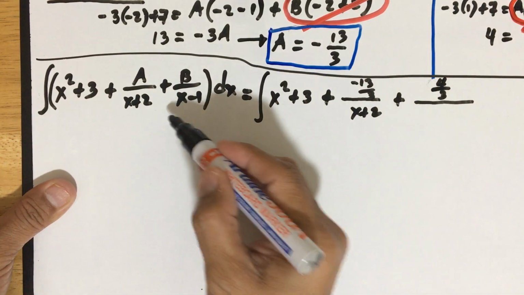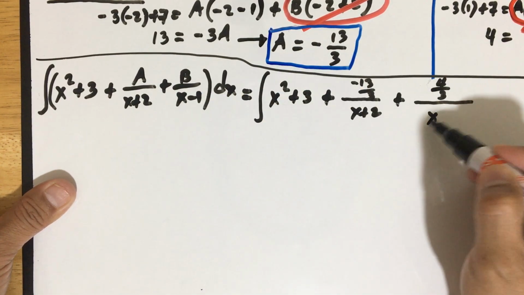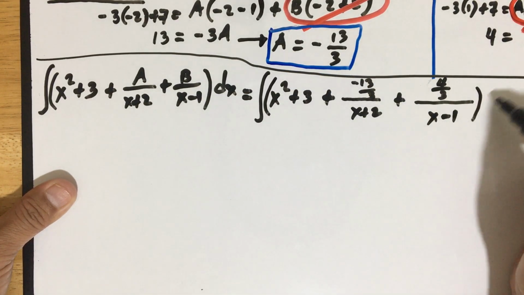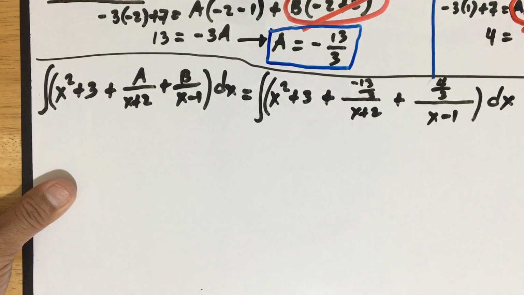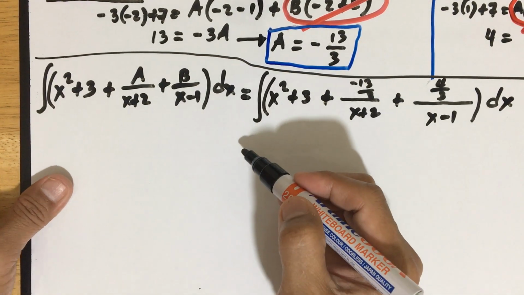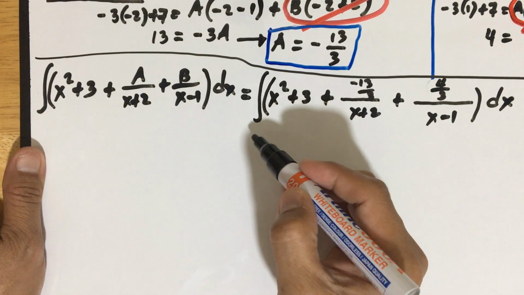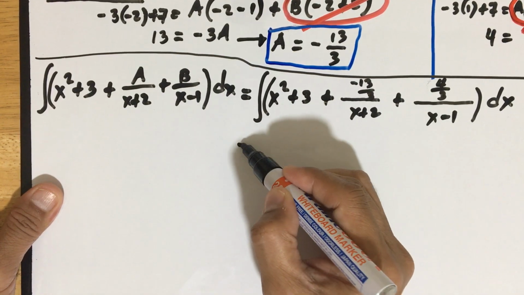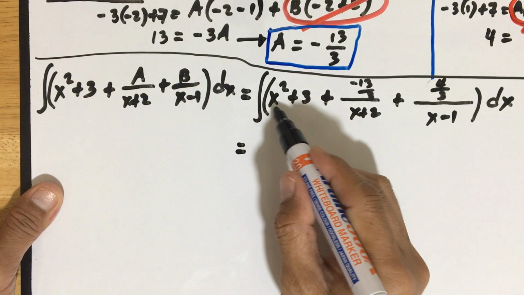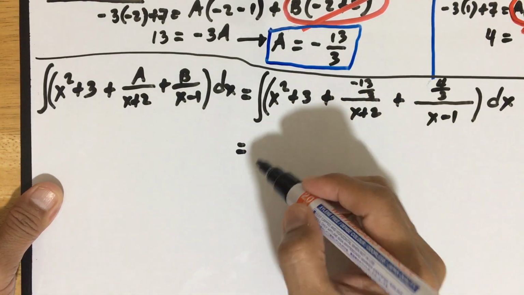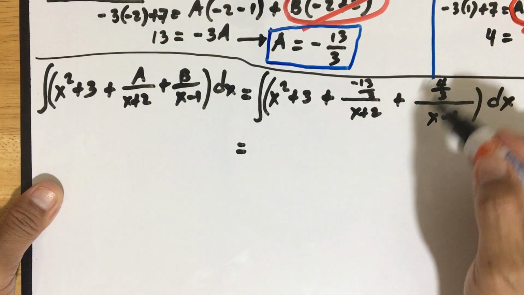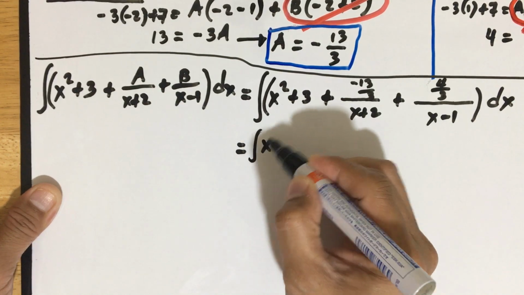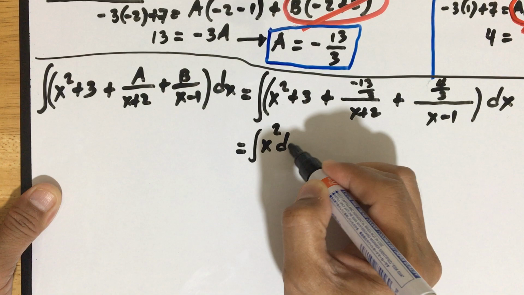Then divided by x minus 1, and everything is multiplied by dx. Similar to what we have done in other examples, we can integrate each term individually and then apply the rules of division of fractions. So we can write this as the integral of x squared dx.